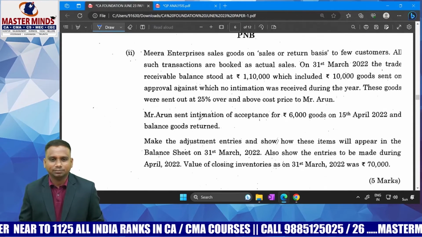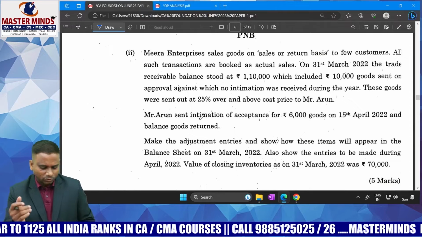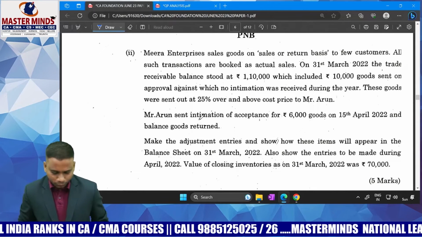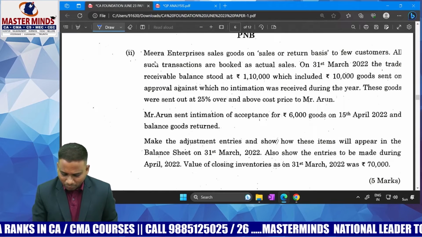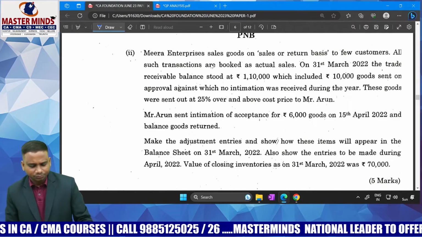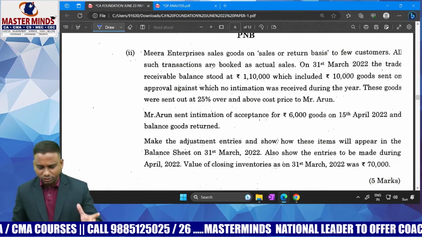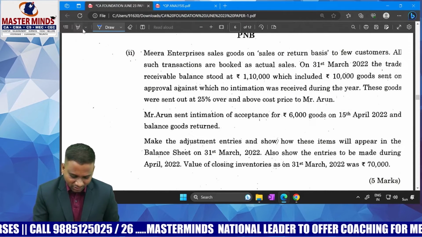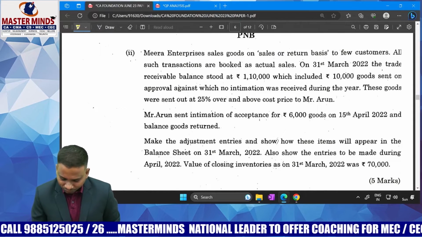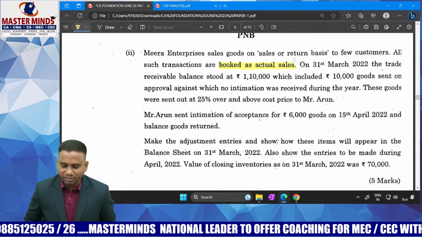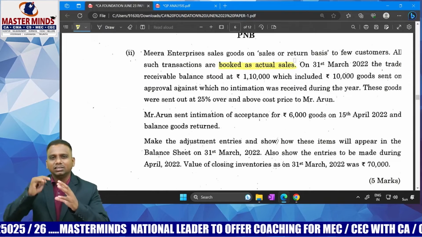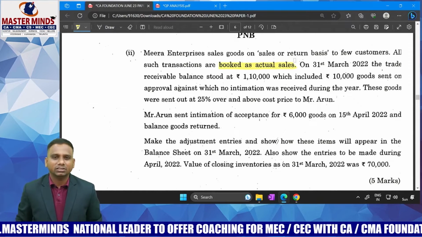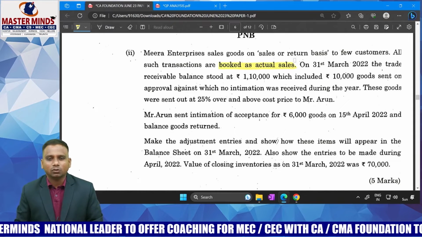Next one. Second one. So either you answer average due date or you may answer sale of goods on approval or sale or return basis. Look at Mira Enterprises sells goods on sale or return basis to few customers. All such transactions are booked as actual sales. Yes, this is an easy one. Look at booked as actual sales. That means they are treating this transaction as actual sales and they are going to write these transactions in the sales book. Yes or no? So that means which method?